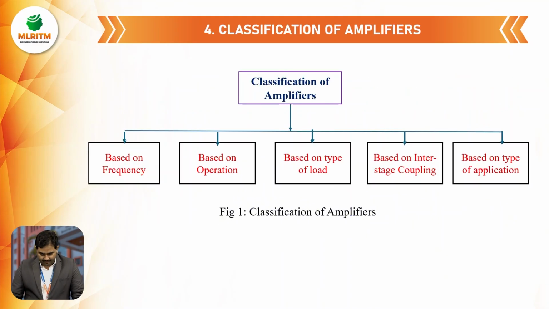So coming to the first topic of unit 1, that is the classification of amplifiers. If you observe this chart, the classification of amplifiers is mainly divided into 5 types. First one is classification based on frequency, classification based on operation, classification based on type of load connected, and classification based on interstage coupling. Coupling is nothing but connection. How we are going to connect 2 amplifiers, that is called interstage coupling. And the last one is based on type of application. So we will see one by one.